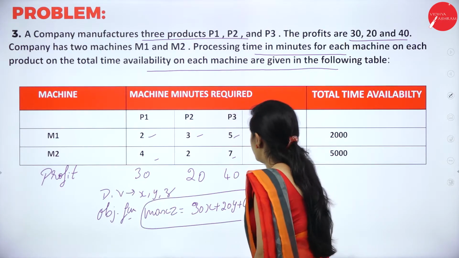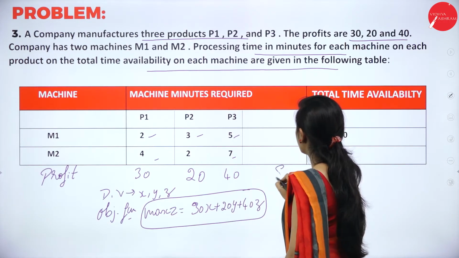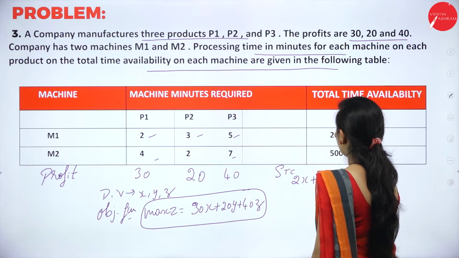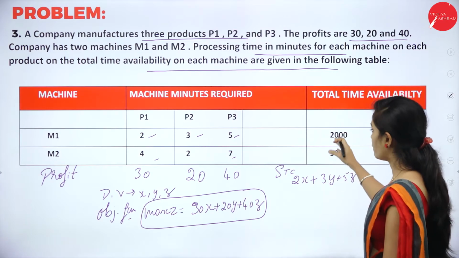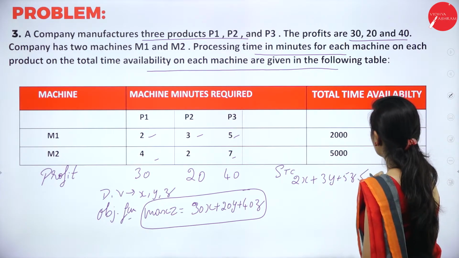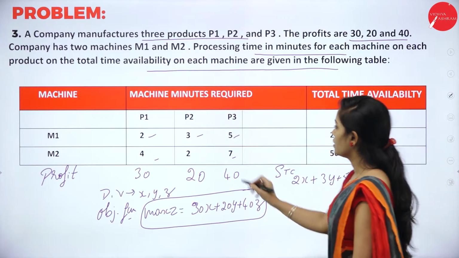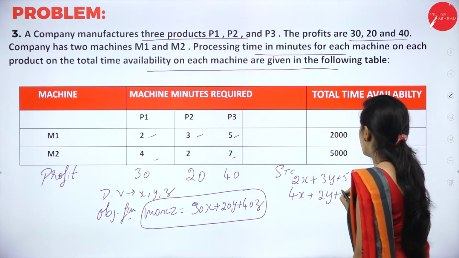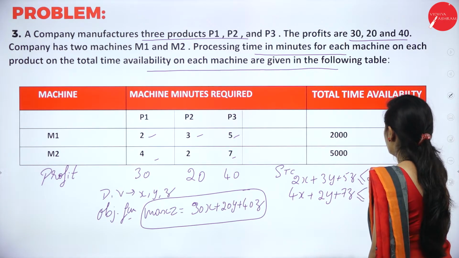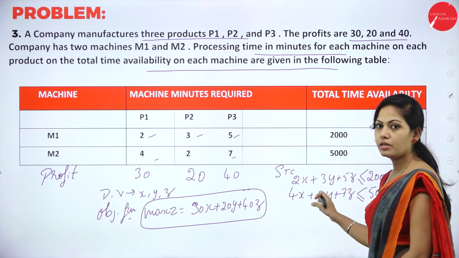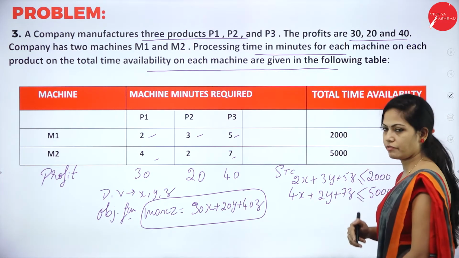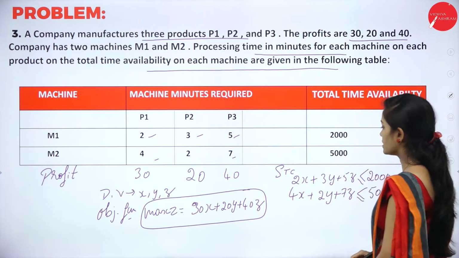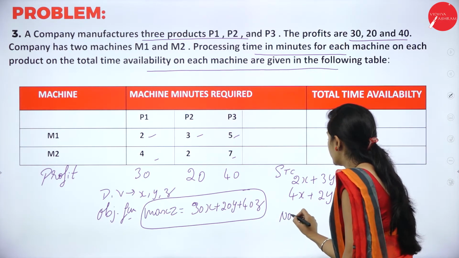So this is the objective function, and subject to the constraints: 2x plus 3y plus 5z less than or equal to 2000 for machine M1, and for machine M2, 4x plus 2y plus 7z less than or equal to 5000. So these are our constraints. The availability given is 2000 for machine M1 and 5000 for machine M2. And finally, the non-negativity constraint.